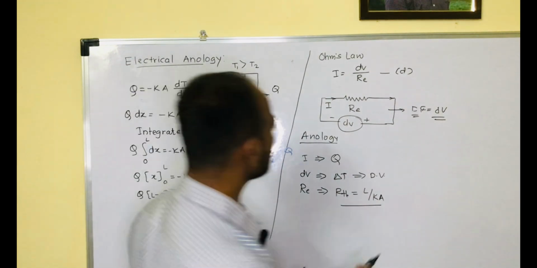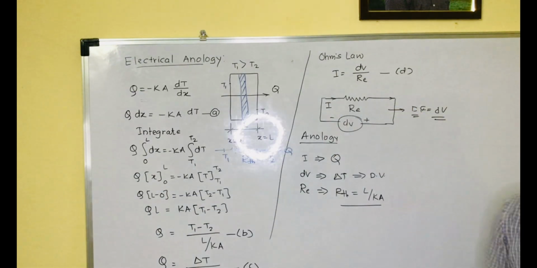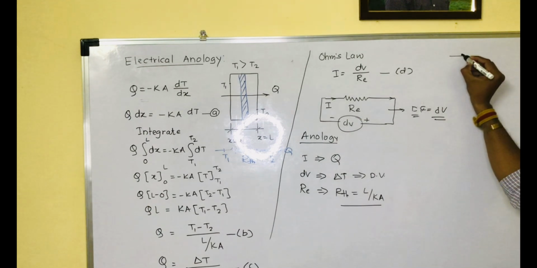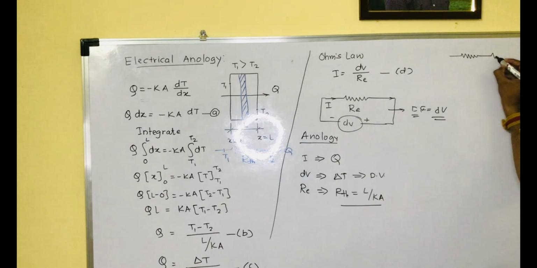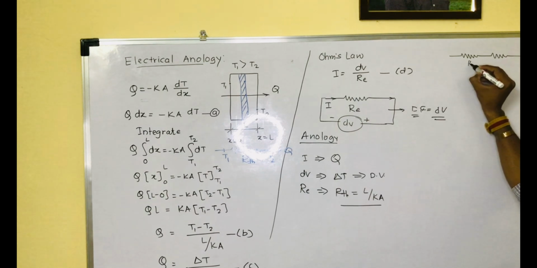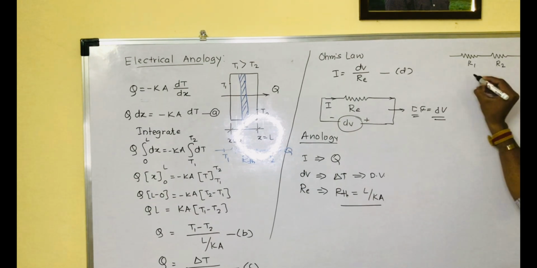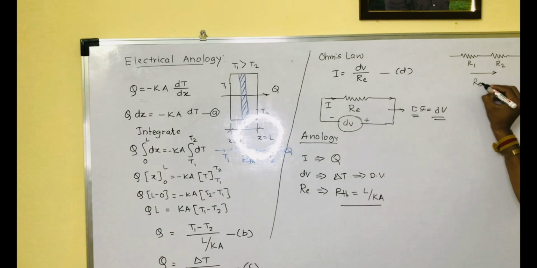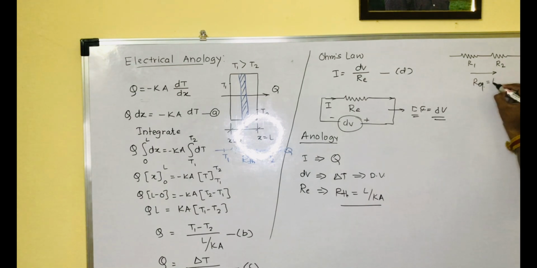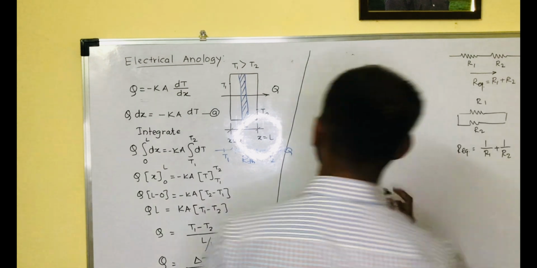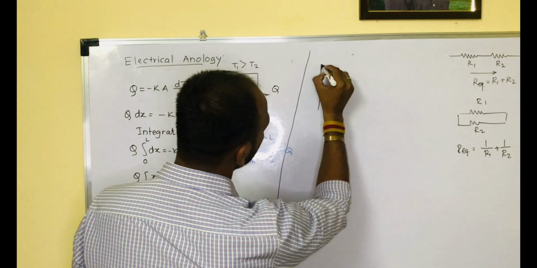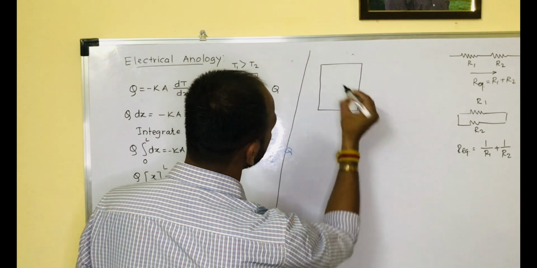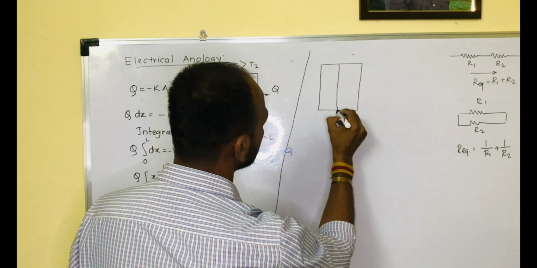Now let us assume that here we have considered one resistance only. Now like that, suppose two resistors are connected in series. Let us say R1 and R2. As far as electric circuits are concerned, how am I going to simplify it? The equivalent of these two resistances is nothing but what? R1 plus R2. Let us assume that two walls are there which are connected in series.